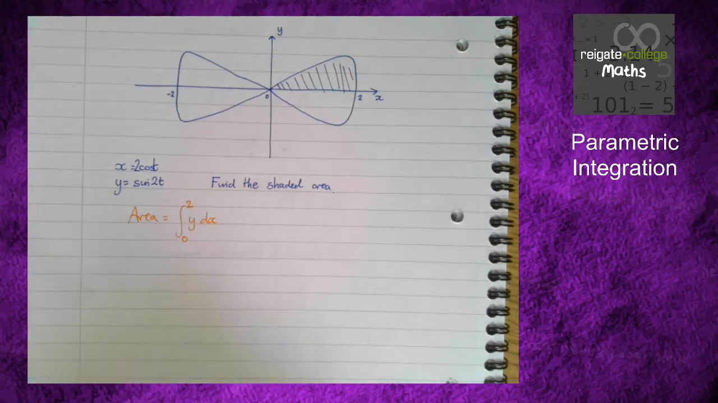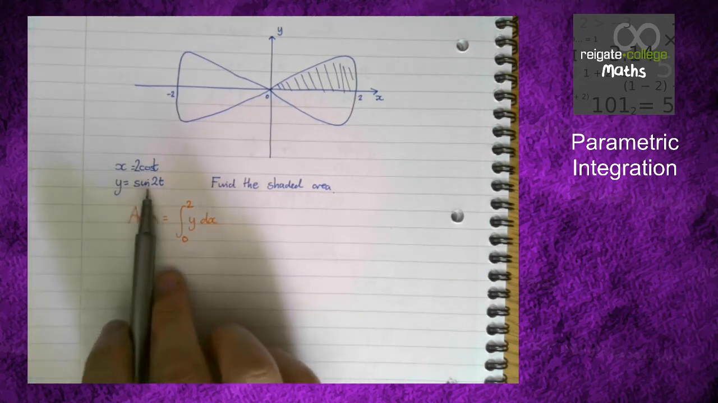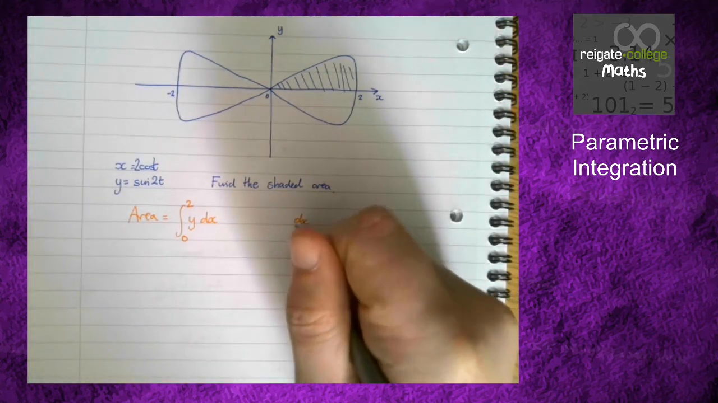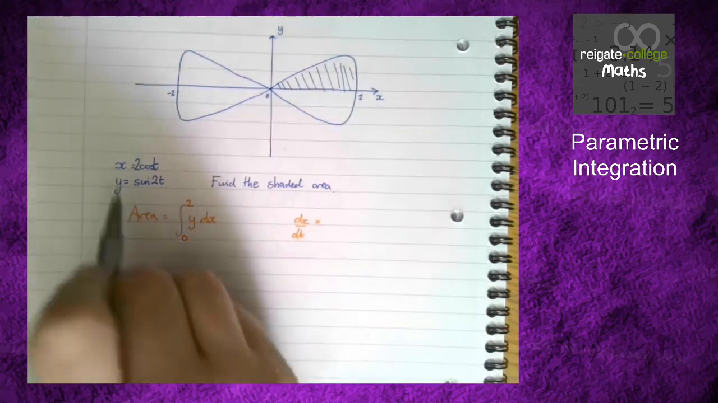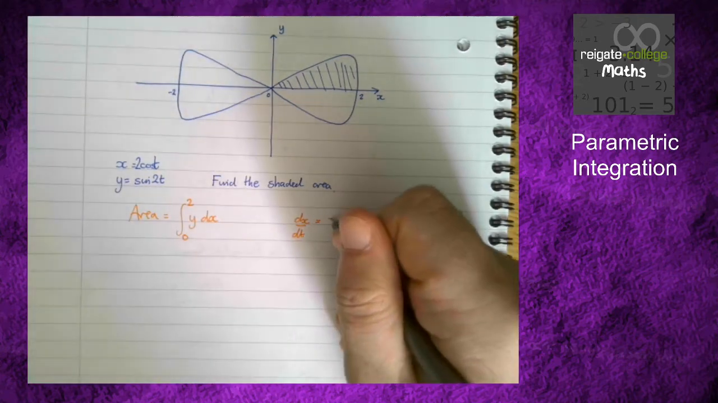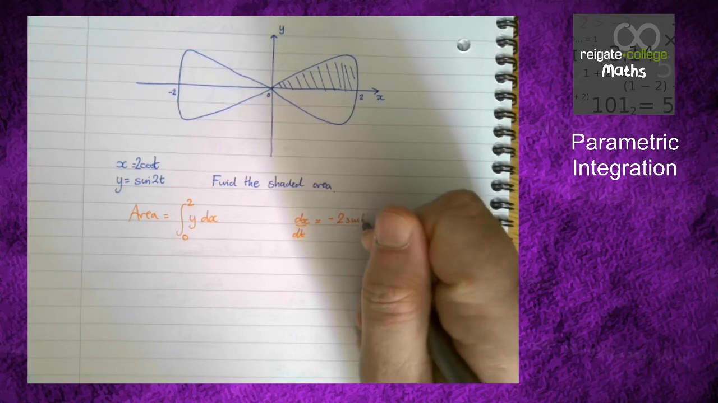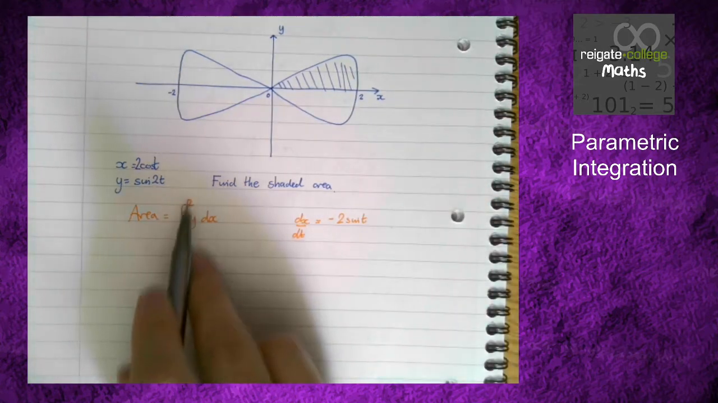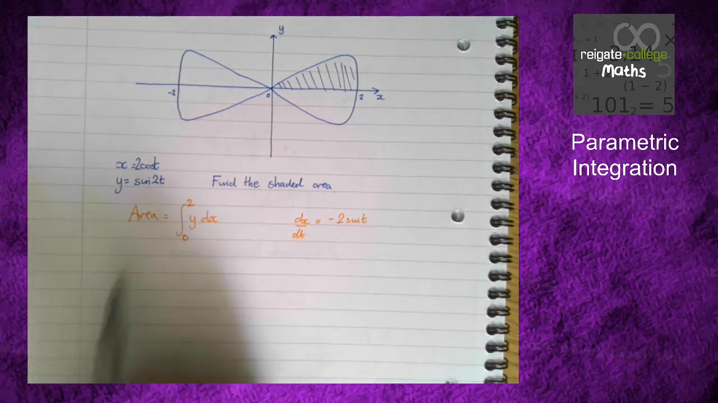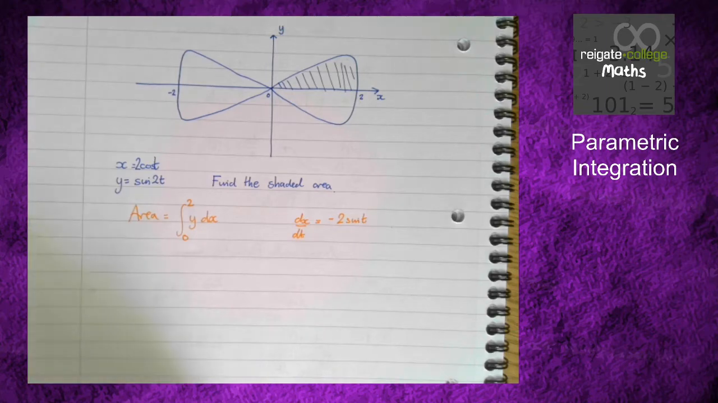Now obviously this is parametric, so we need to do a little bit of work first. So we need dx by dt, where x is cos 2t, so this is minus 2 sin 2t. And these are also the x limits. x is 2 and x is 0, so we need to change those into t's.